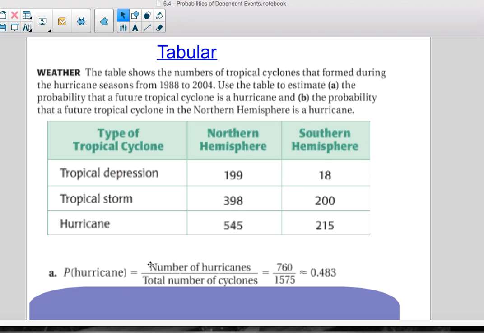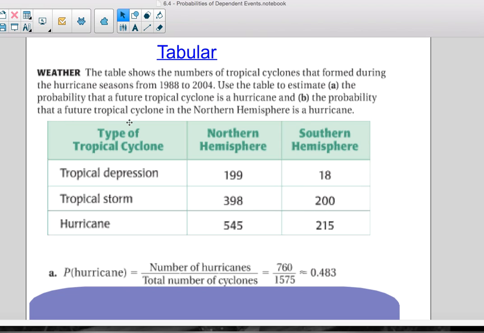So take the number of favorable that you have, the number of hurricanes. Well, that would be in the row of hurricanes. So 545 and 215, that's going to give you the 760. So there's 760 favorable outcomes. And then out of the sample space, which would be the whole entire thing. So if you added up all these numbers, you would get 1575. So 760 is hurricanes, 1575 is all the cyclones, including the hurricanes. That would be your entire sample space. You get about 48.3%, right?